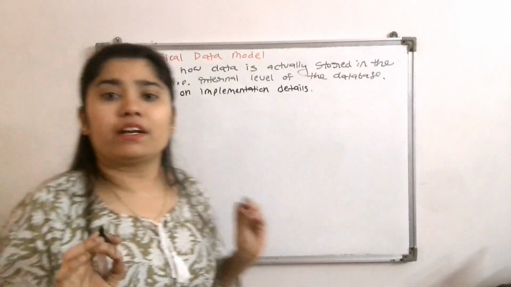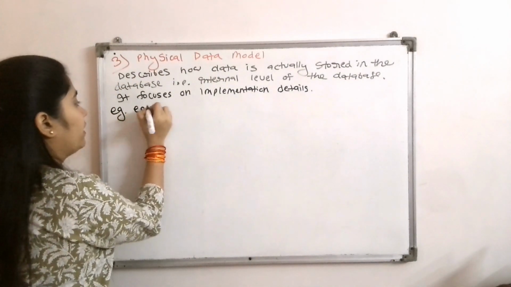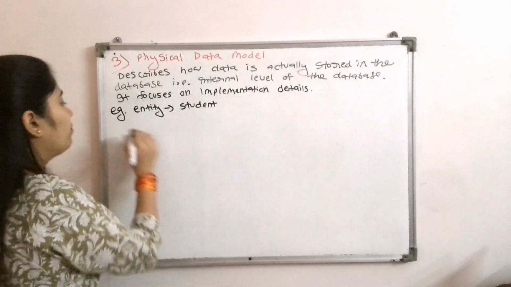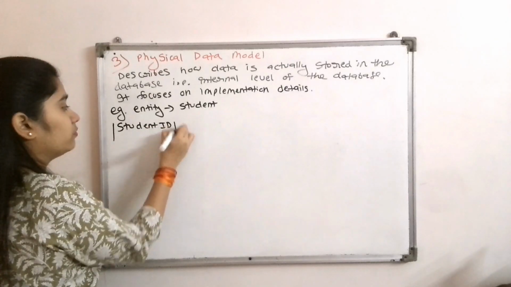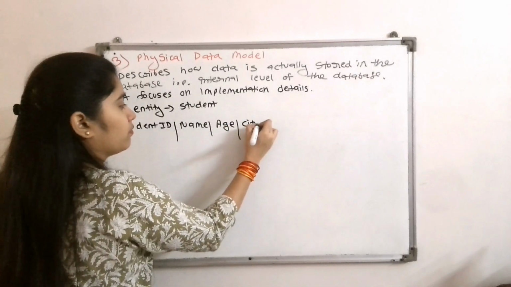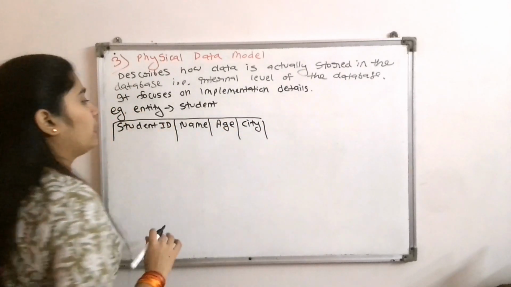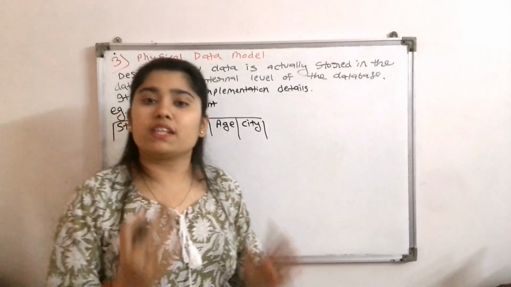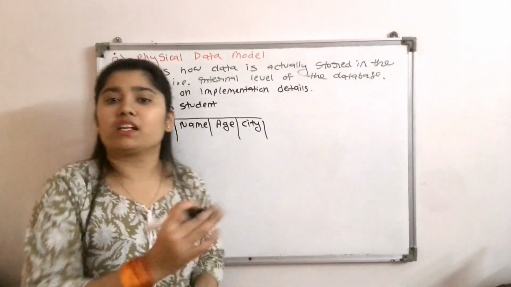Suppose in this example we have an entity of student, or the student table. It has the data of student ID, name, age, city. Suppose these are the data which the student entity or the student table has. Now the physical model will tell us the exact technical storage of this data. So what are the technical storage details?